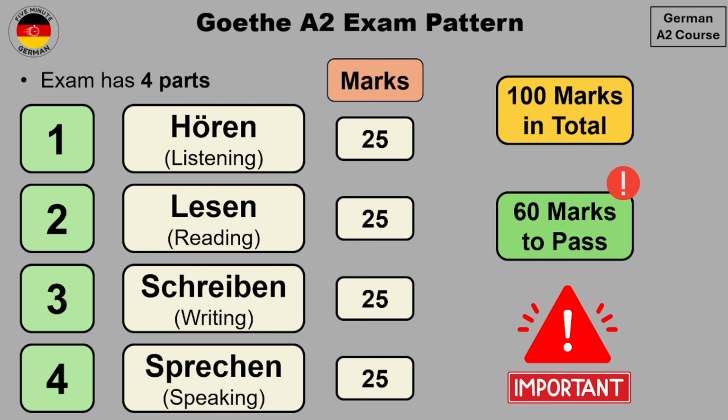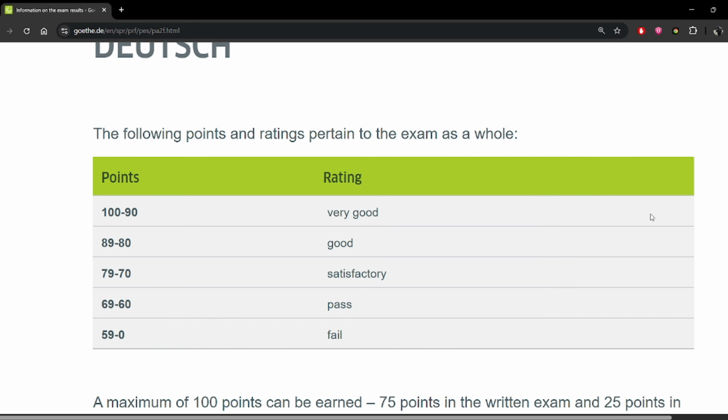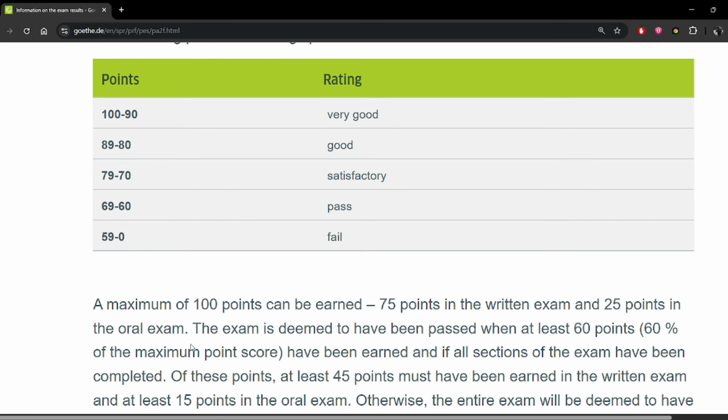So here I am on the Goethe Institute website where they have given some information on the exam results for A2. As I scroll down, over here they have a table with the different points. If you have marks in the range from 100 to 90, then it is very good. If it is 89 to 80, then it is good and so on. And you see under 60, it is fail. Now the important point is over here.